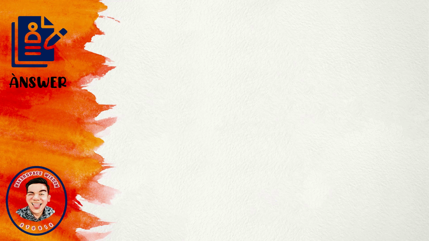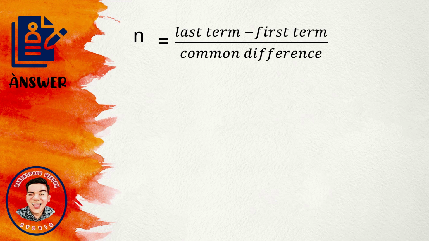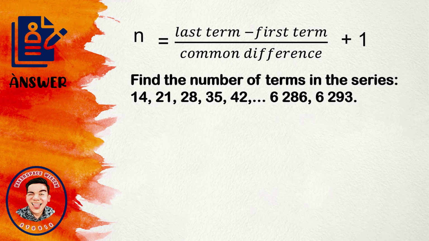Aside from solving that one, you can also solve it this way. n is equal to the last term minus the first term all over the common difference, plus 1. Take note that you can only use this if it is an arithmetic sequence. And how do you know if it is an arithmetic sequence? By simply looking at the given, you will try to look if there is a common difference. You can take a given number minus the previous number. For example, when you subtract 21 minus 14, you get 7. 28 minus 21 is also 7.